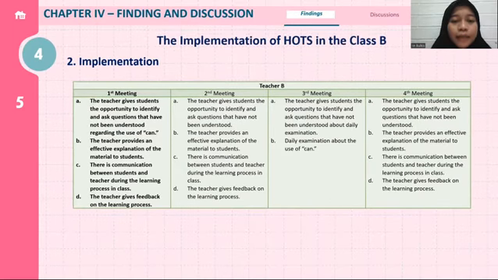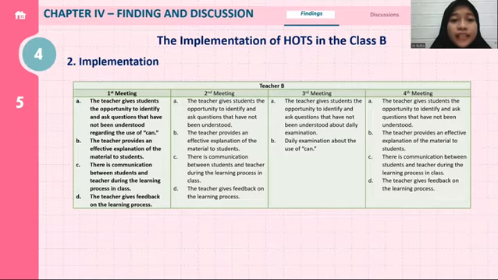Next, the implementation of HOTS in class B. Based on the table on the screen, class B has implemented HOTS in the ELT process very well. The class B teacher has applied all of the HOTS skills, consisting of critical thinking, collaboration, communication, and creativity, based on the lesson plan she uses.